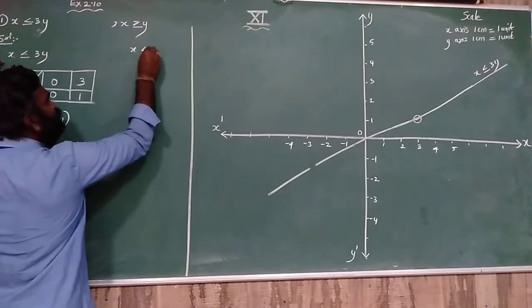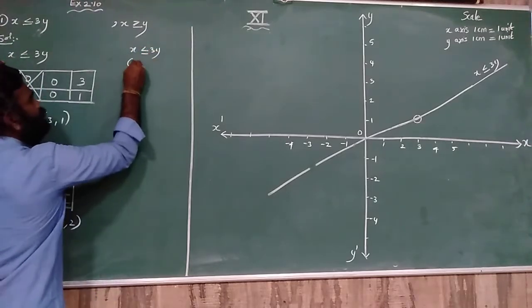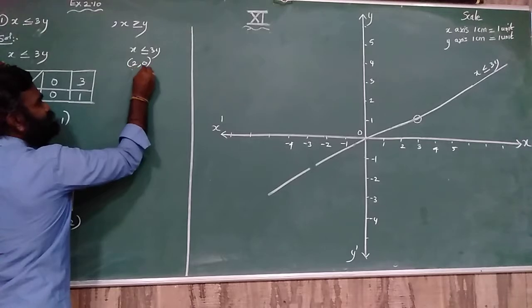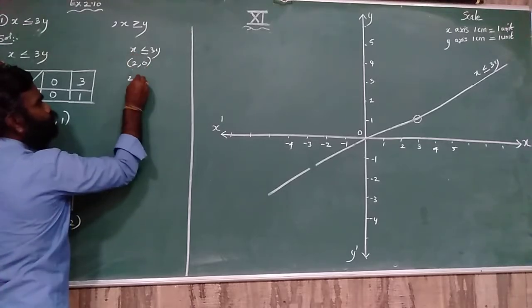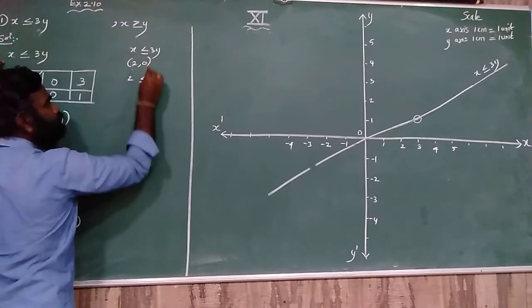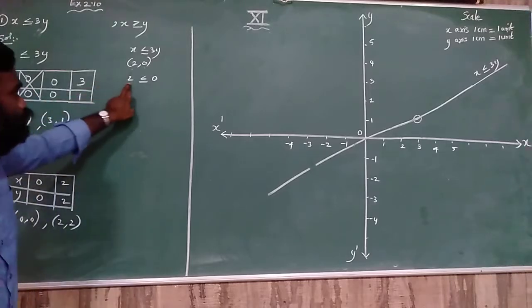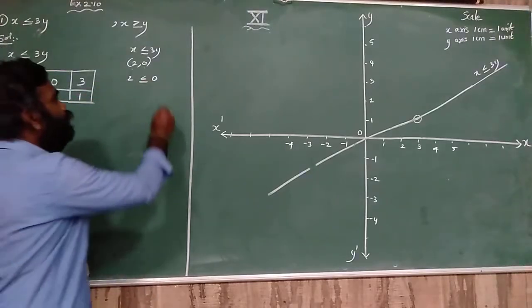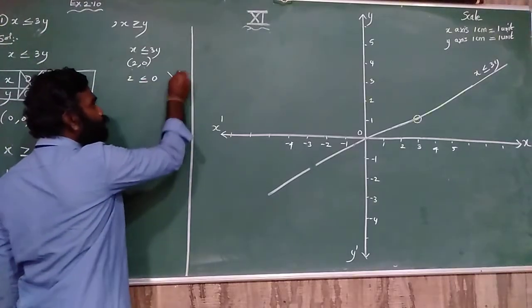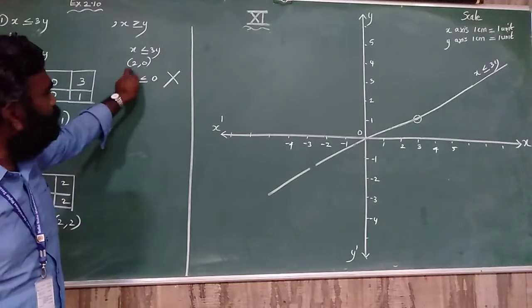x is less than or equal to 3y. Apply (2, 0). This is x, this is y. Apply here: 2 is less than or equal to 3 into 0, which is 0. 2 is less than or equal to 0 means this is wrong. You can apply any point.